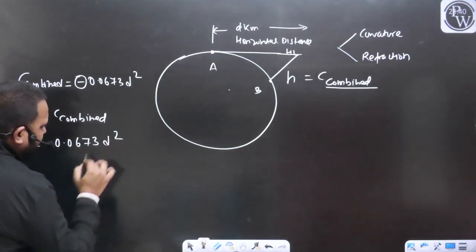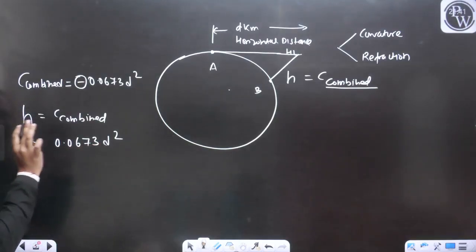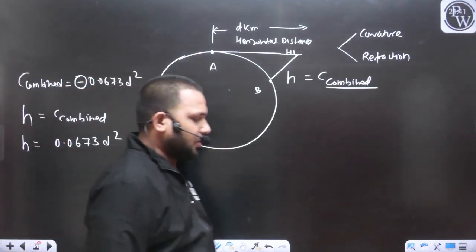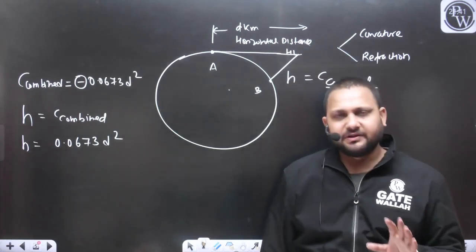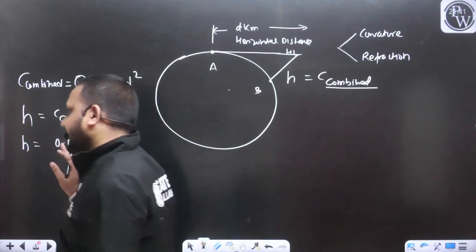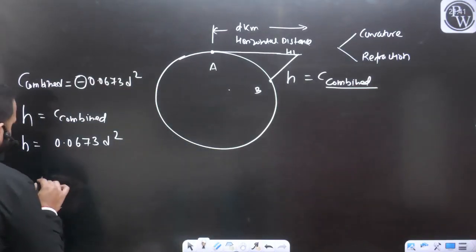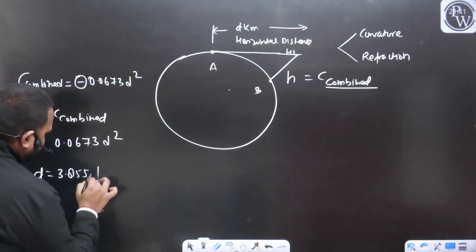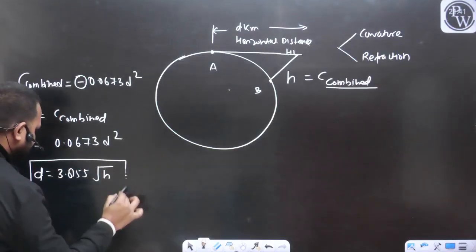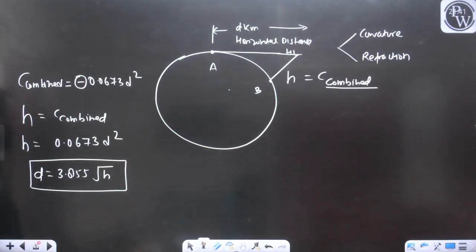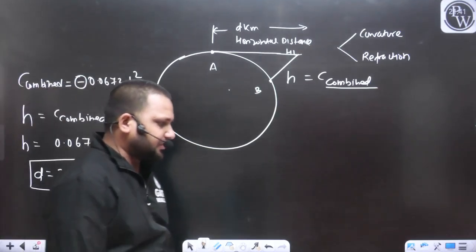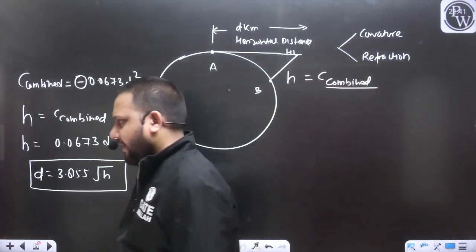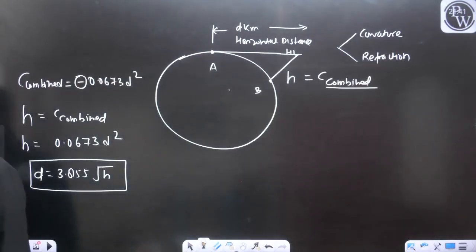0.0673 d square. And here, if we know the height of the observer, now we want to find out what will be this horizontal distance. So from this expression, can I find out the value of d? So d will be 3.855 under root h. Can I use this expression to get the distance of the visible horizon? Yes or no?